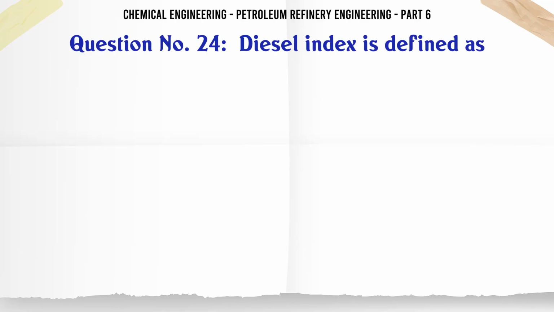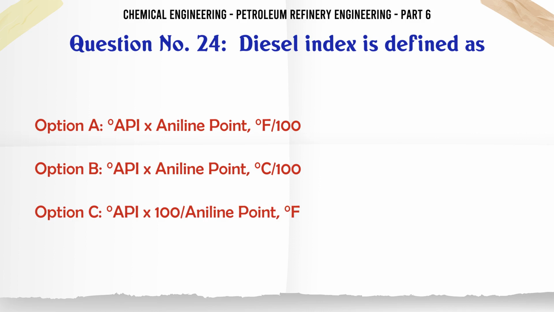Diesel index is defined as A. API x aniline point F/100. B. API x aniline point C/100. C. API x 100/aniline point F. D.